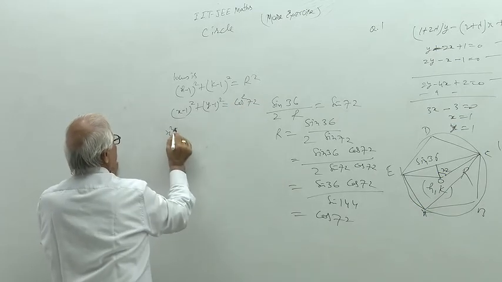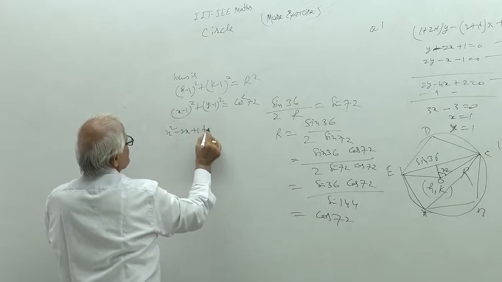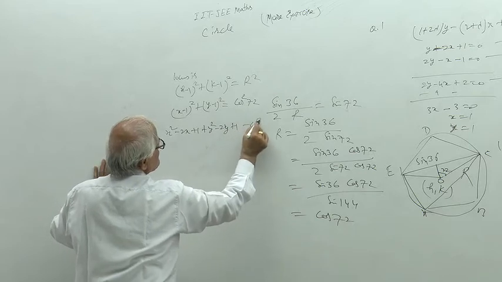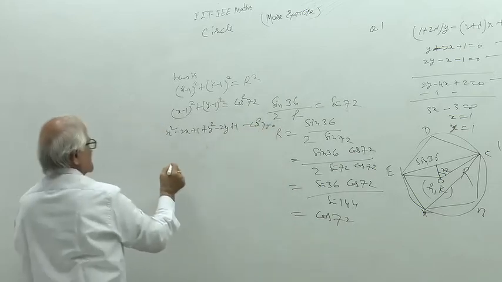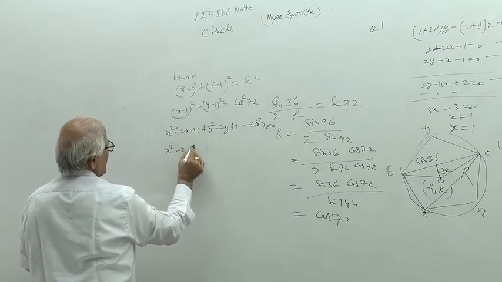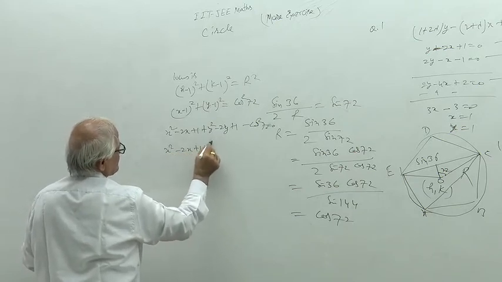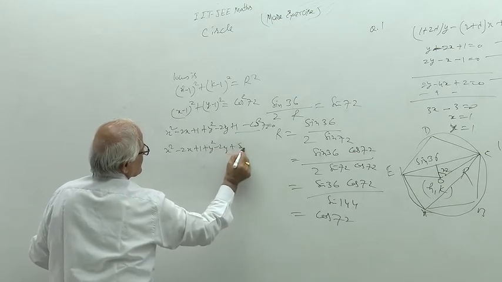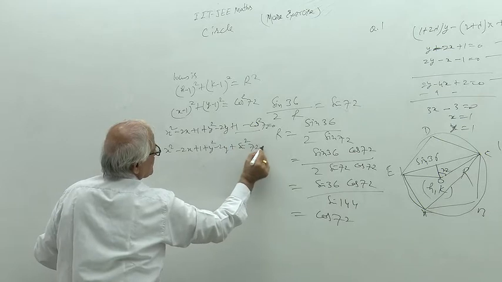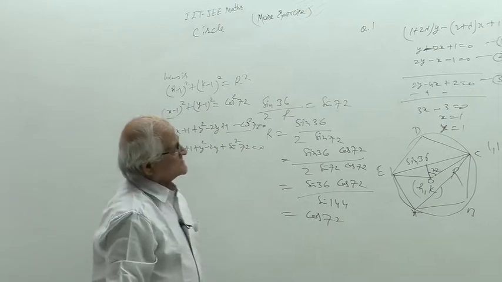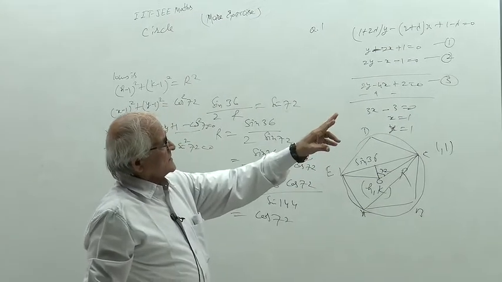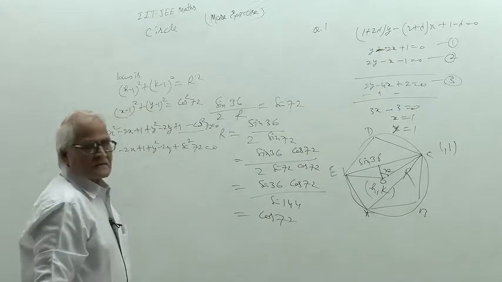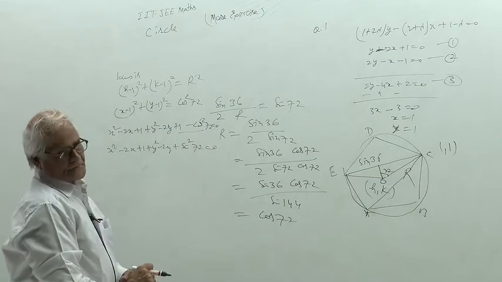Now expand this, we have this. Now you see, we have the required locus. This gives us sin square 72. This is the locus, what he asked us. Now I am again repeating.